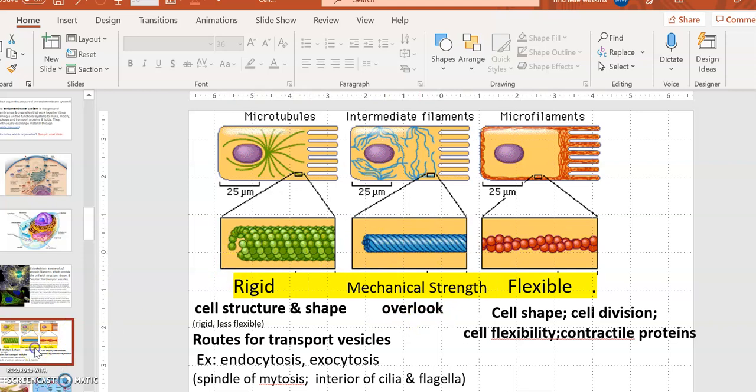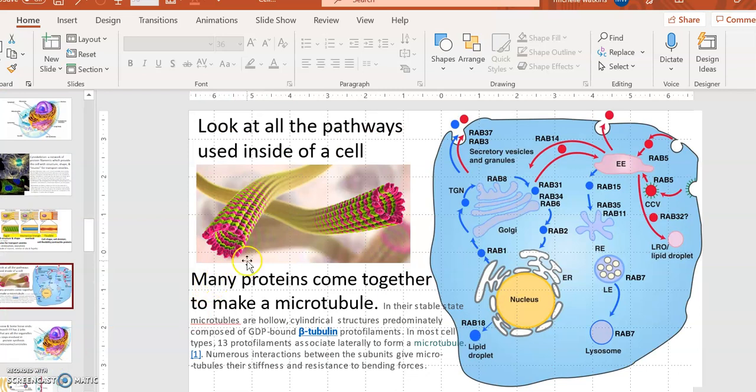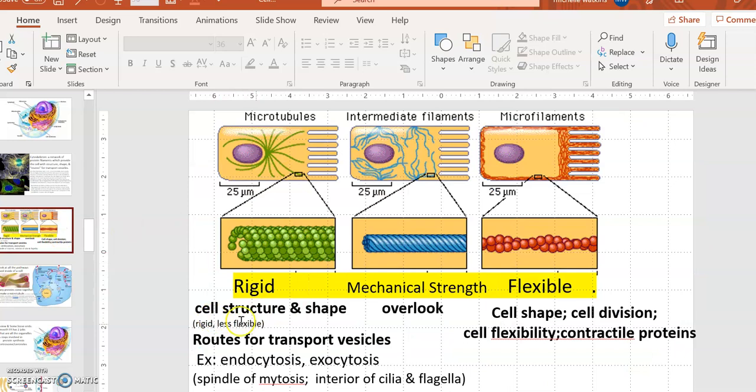Let me just flash ahead for a moment so you can get a better picture of it. This is a better picture of a microtubule. It's actually hollow and cylindrical. The microtubule is important in cell structure and shape. It's rigid. Just a quick comment, without these proteins, the cells would just be big blobs. They are routes for transport vesicles. They're involved in carrying vesicles out of the cell for exocytosis or into the cell for endocytosis. They're part of the spindle of mitosis you learned about in biology. They're part of cilia and flagella you learned about in biology, etc.